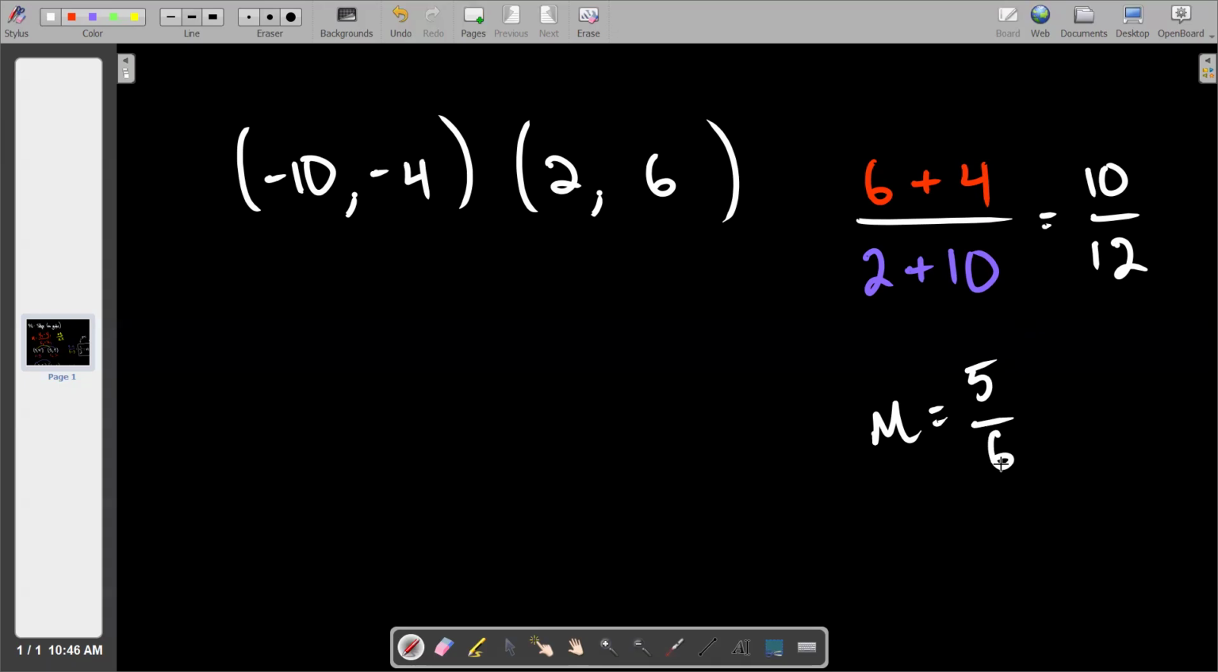Got it? There are 4 things that can happen. You can get positive slopes, negative slopes, 0, or undefined slopes. That's all the things that slope can be.